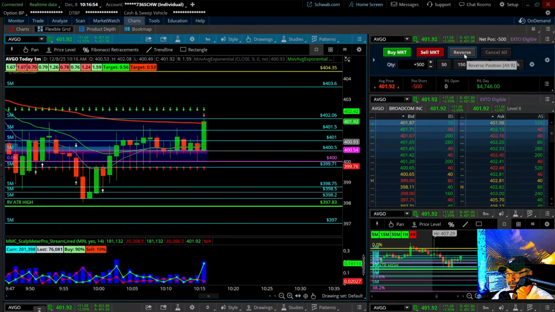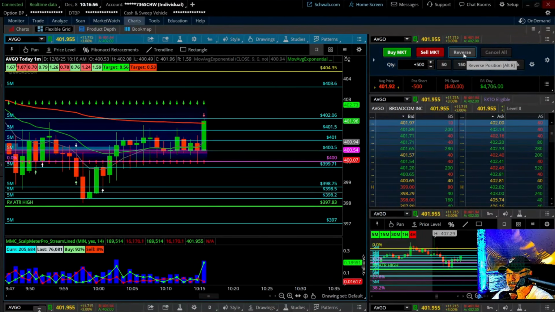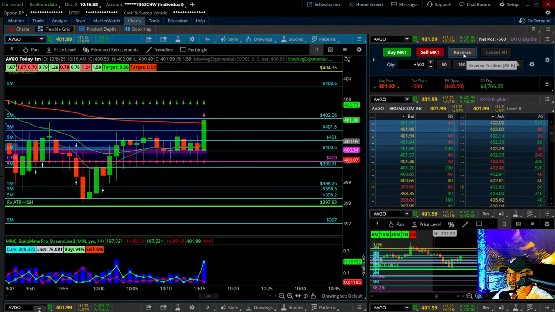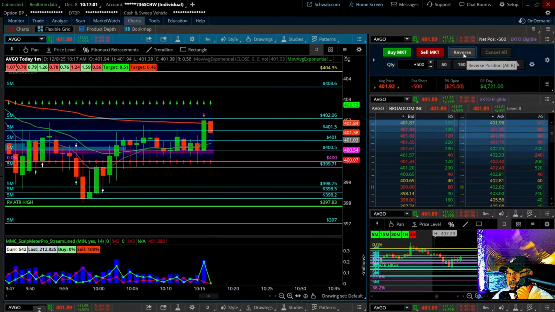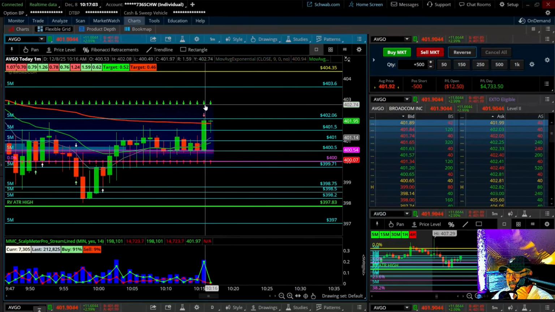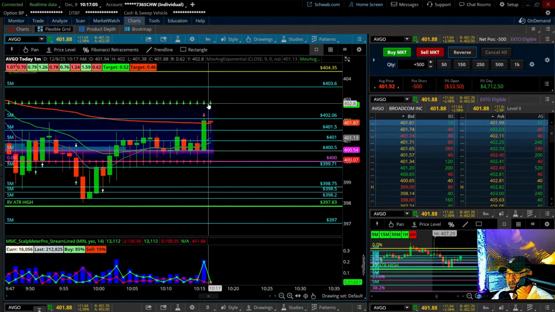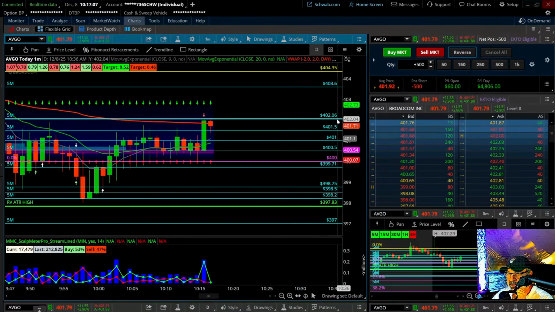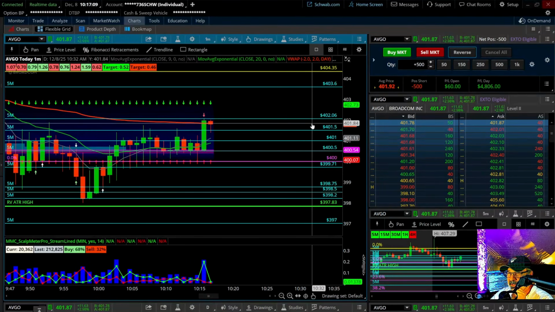Boy, I'm glad on that recovery. That was great. This is just going to keep going. This is the top of the magnet. That would be my point of no return, like the 402.80 range. Seems to be reversing now, though.